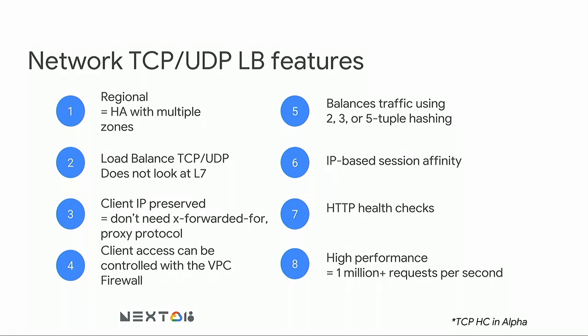We balance based on 2, 3, or 5 tuple, and you can get affinity by using 2 or 3 tuple hashing, so that way if you're using source IP and dest IP, you'll always choose the same backend. We health check the backends, and this is a very high performance solution. So we published a paper, we handled 1 million requests per second with no pre-warming.